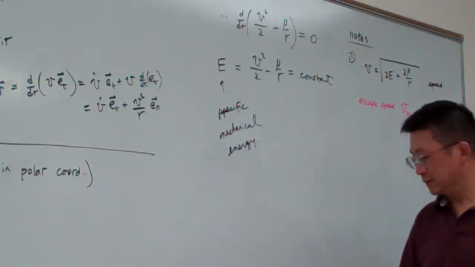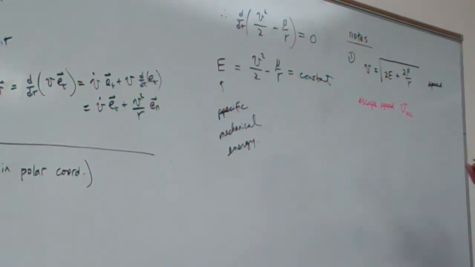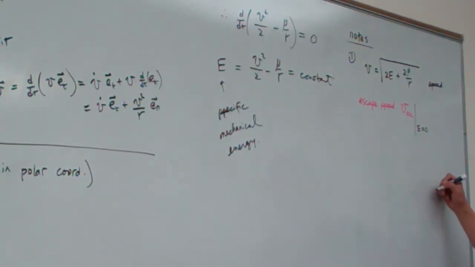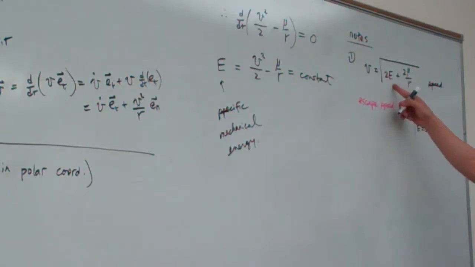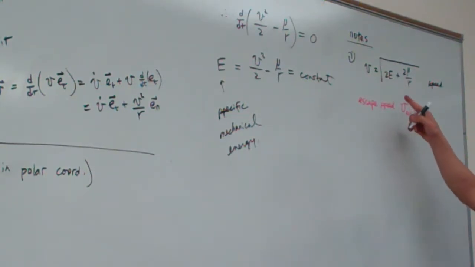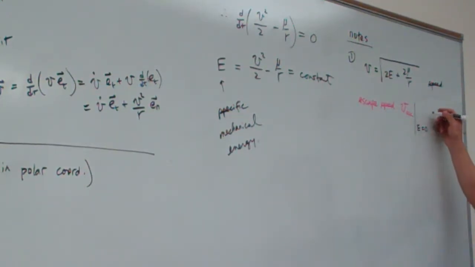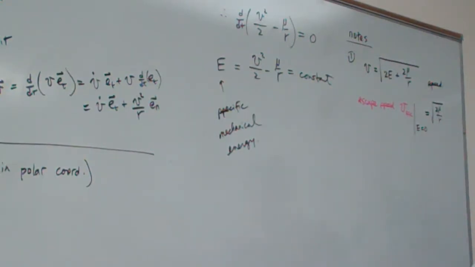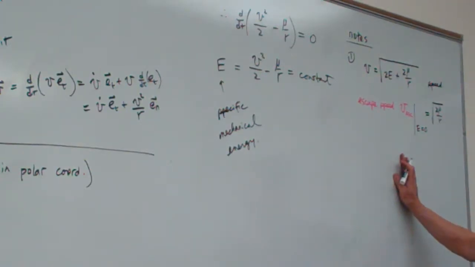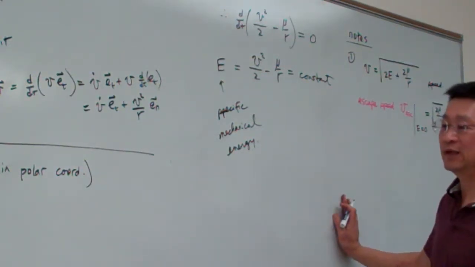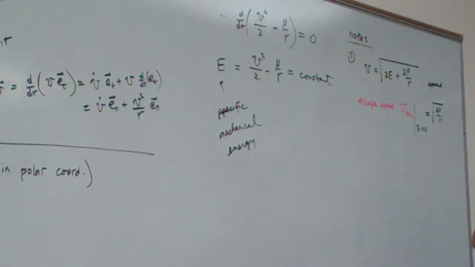Escape speed. This is a particular term that applies when E equals 0. When the total mechanical energy is 0, we define the corresponding velocity as the escape velocity, and that is equal to the square root of 2 mu over r. And what that means, escape speed, you just listen for now, and later we will add more information.